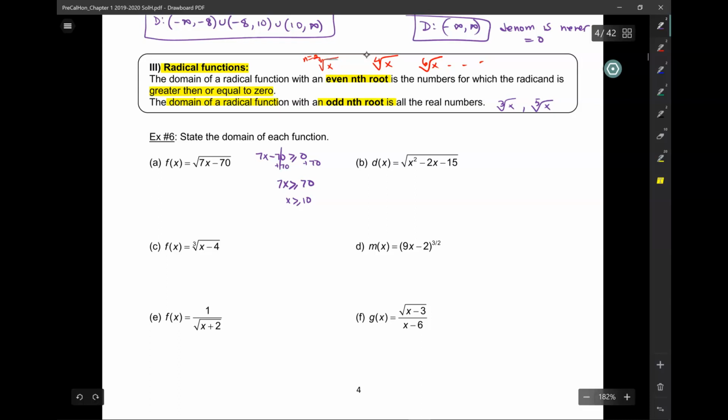That means the domain is 10 to infinity, and look, it's closed at 10. What if the sign of the difference changes? It could be, and then you just go less than, right? So if it was like 70 minus 7x, then it would have to be the lower number. So it would be negative infinity to 10.